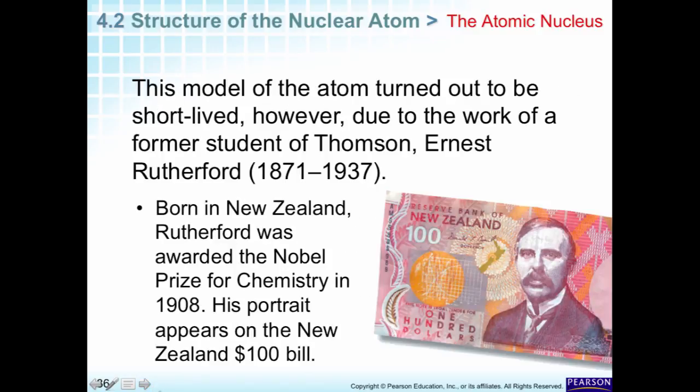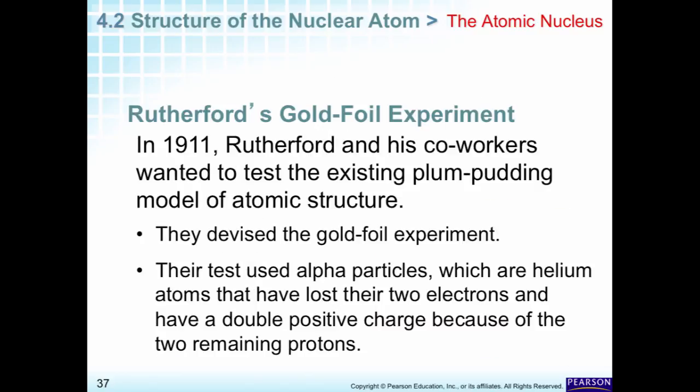Well, one of his students came along named Ernest Rutherford. He was born in New Zealand, way over in the South Pacific. Okay, and he got a Nobel Prize in Chemistry in 1908 for his work. He also appears on the New Zealand $100 bill. So he did something called the gold foil experiment.